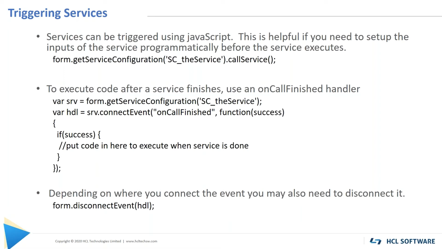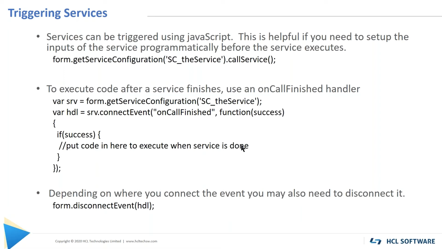So we register our service handler, and then we put that code inside of that if block. And depending on where you connect the event, you might also need to disconnect it. So generally, my recommendation is that you put on-call finish handlers in the on load of your form. That's what I would say is the best practice place to put them. But sometimes you need to attach them dynamically, and you might be attaching them in the on show of a particular item. And if you happen to do that, you need to make sure you disconnect it.